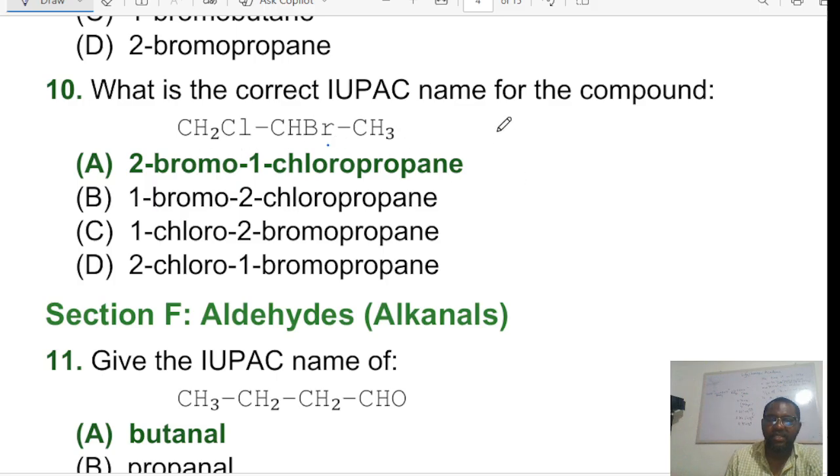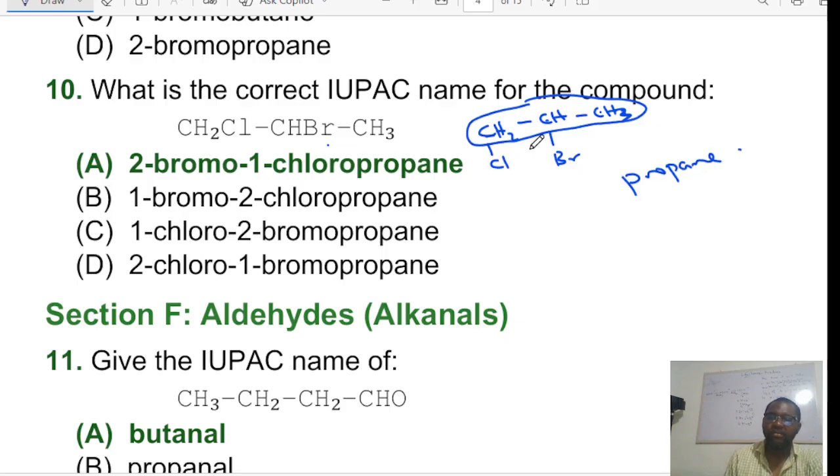Now for number 10, we have this CH2Cl, CHBr, CH3. This is still the same. You have CH2, then Cl here as a branch, then you have CH, then you have Br as a branch. You see, substituents are usually represented as a branch. Then you have CH3. In this case, the longest chain is still 1, 2, 3. So that's propane.